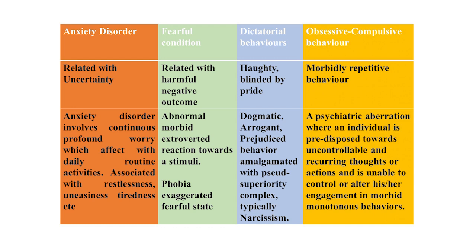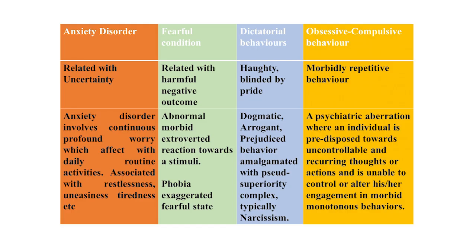Dictatorial behaviors: the persons who are blinded by ego, blinded by pride, blinded by their haughtiness, they are known to behave in a dictatorial manner. They are dogmatic, arrogant, prejudiced. Behavior amalgamated with their pseudo superiority complex leads to dictatorial behavior. A sort of narcissism may also be blended with it.